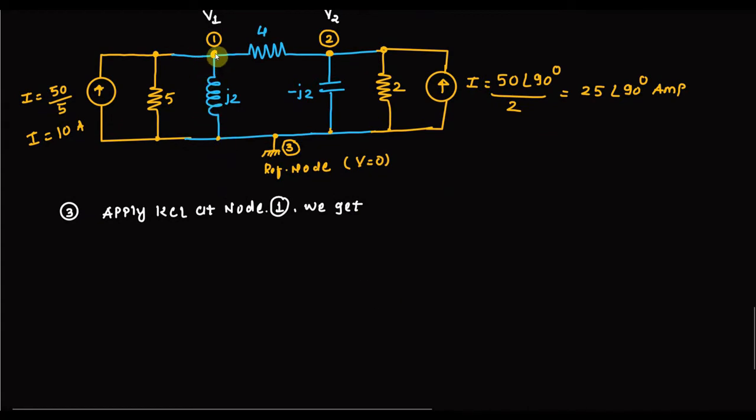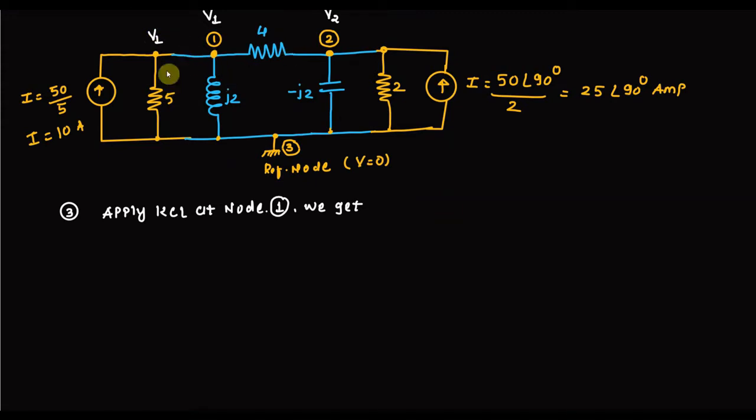Okay. So you can see this is node 1. How many elements are connected at node 1? One resistance of 4 ohm, one inductor, and one resistance. Okay, so find out the current here. What is the voltage here? Here the voltage is V1 again.